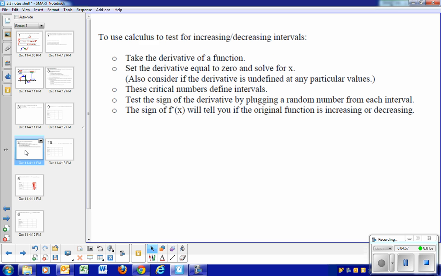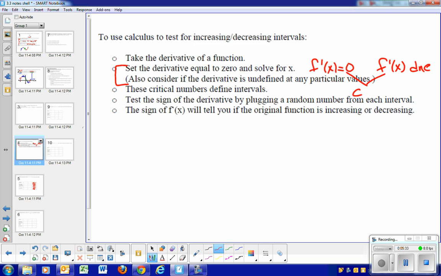All right, so here is a block of 4 questions that we're going to use, 4 examples, to teach the idea of looking at increasing and decreasing intervals. The steps will always be roughly this. First, we'll take the derivative, the first derivative. We will set the derivative equal to 0 and solve for x. We also will think about where the derivative is undefined. So as we talked about in our previous lesson, those two things together, where the derivative is 0 and where the derivative is undefined, are called critical numbers.